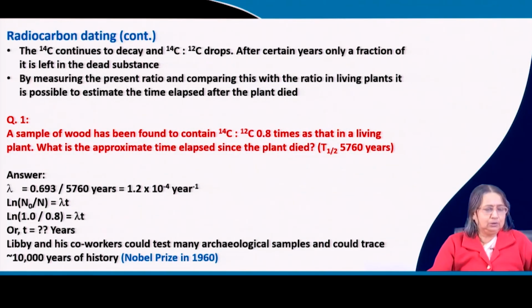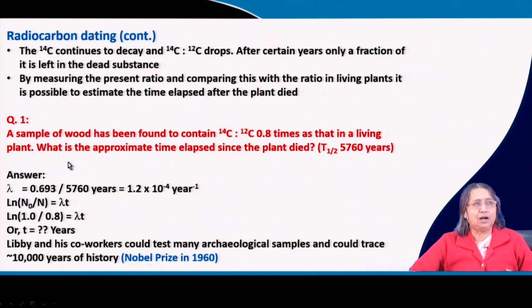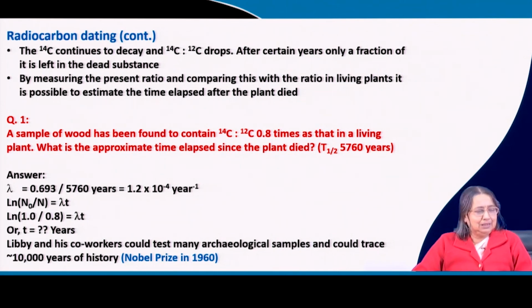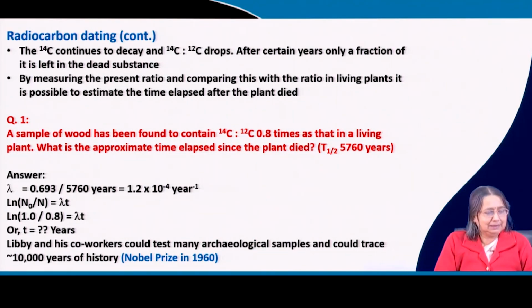Now let us do one problem, then you will understand. What is the problem? A sample of wood has been found to contain C14 to C12 that is 0.8 times as that in a living plant. In a living plant how much was there? Now it is 0.8 times of that. What is the approximate time elapsed since the plant died? T-half is 5760 years.